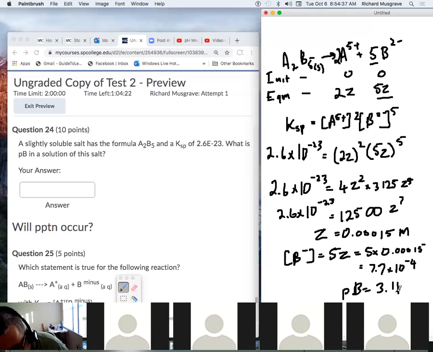Does anybody have any questions? For PB, we just took the negative log of 7.7 times 10 to the negative 4. Yeah, it's a negative log of the concentration of B minus. That's why A is not involved. If I'd asked for PA, then you would have taken the negative log of the A 5 plus concentration. Okay. All right, any other questions about that one?